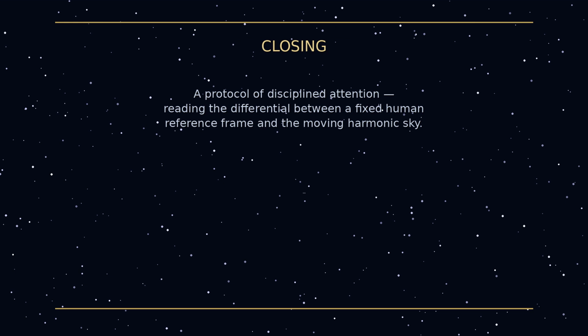The harmonic correspondence protocol is therefore not a system of belief, it is a protocol of disciplined attention, a method for reading the differential between a fixed human reference frame and the moving harmonic structure of the solar system. Whether that differential carries reliable meaning is a question only repeated, careful observation can answer.